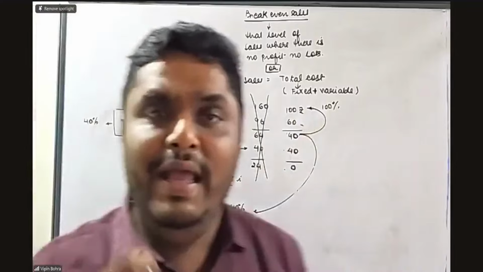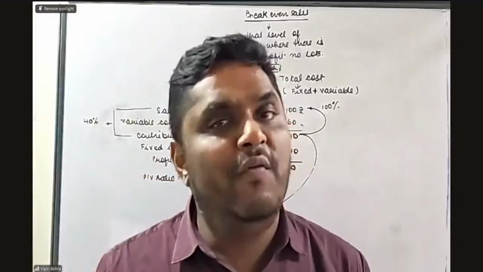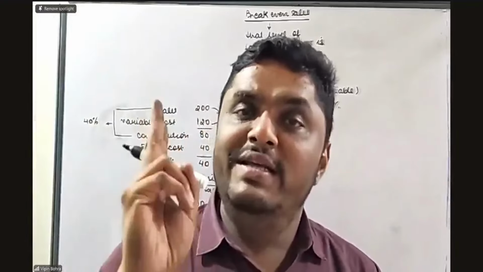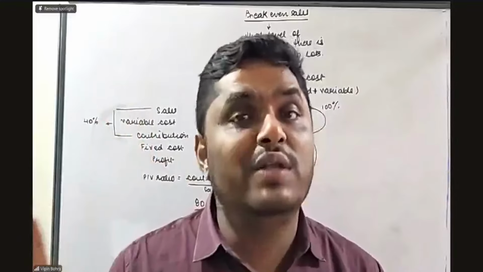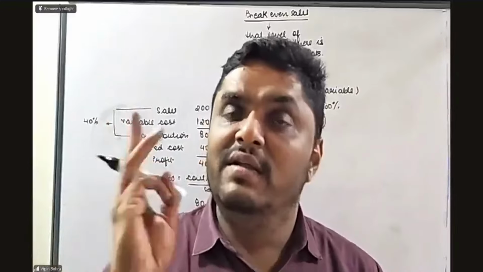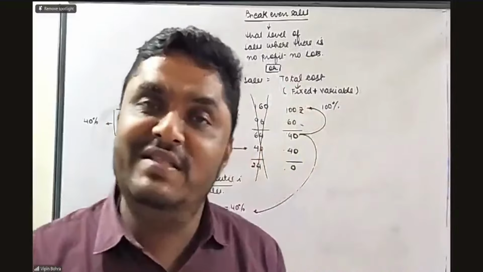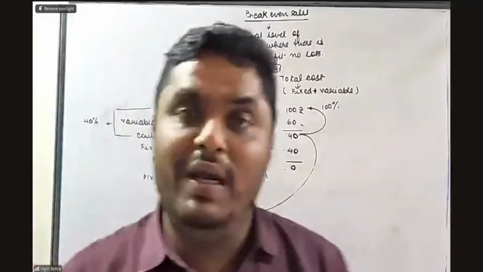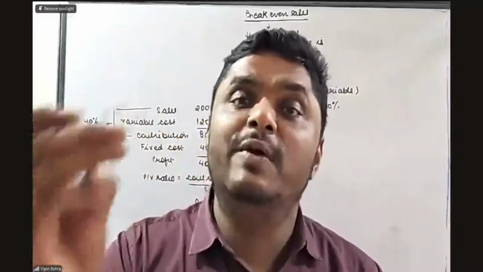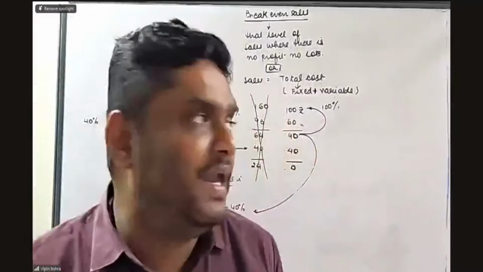So as I said, at break-even sales, there is no profit, no loss. First point. Second point, fixed costs remain constant at all levels of sales. Third point, I discussed these points in detail. So the purpose of discussion is this only, that variable cost keeps on changing as per the production.